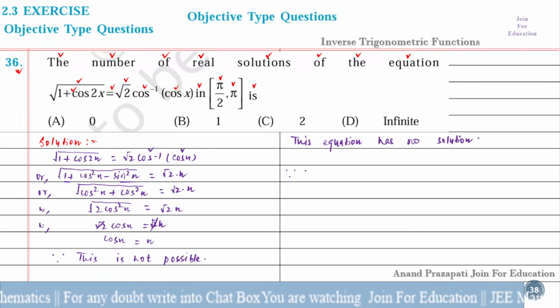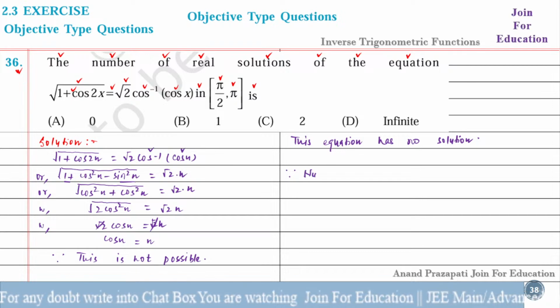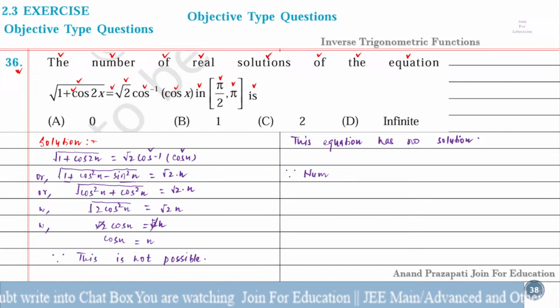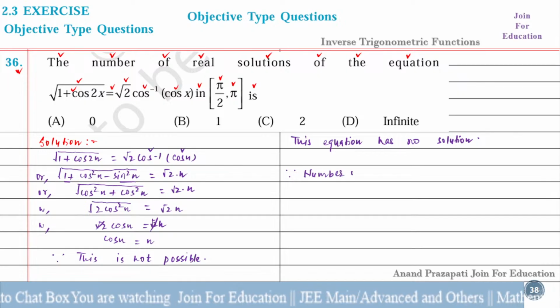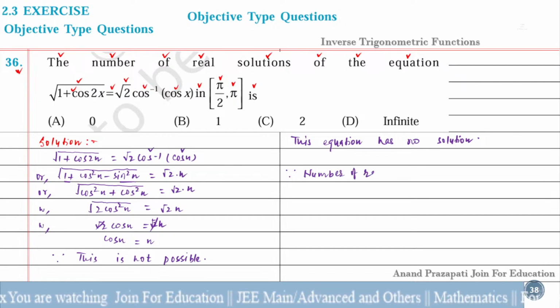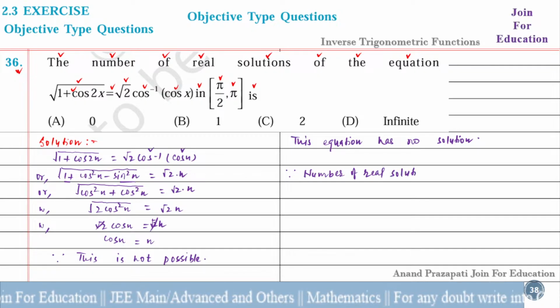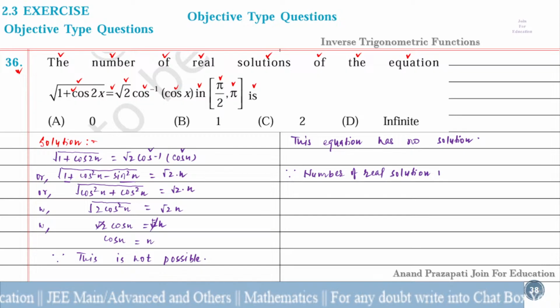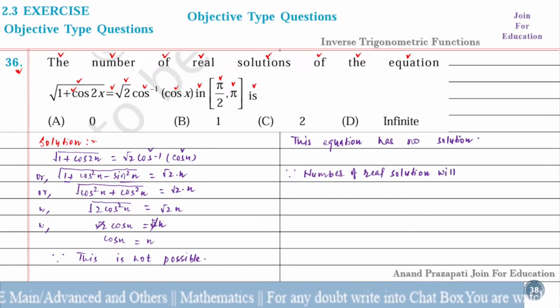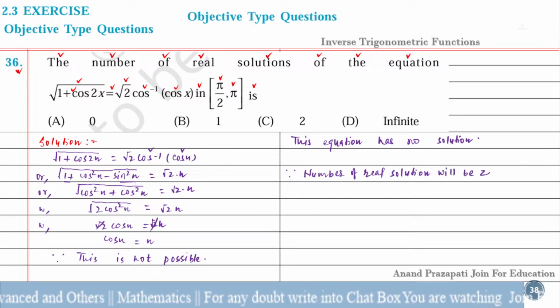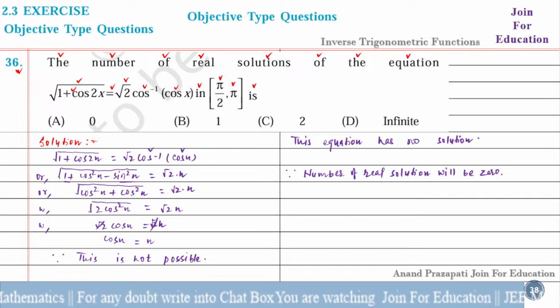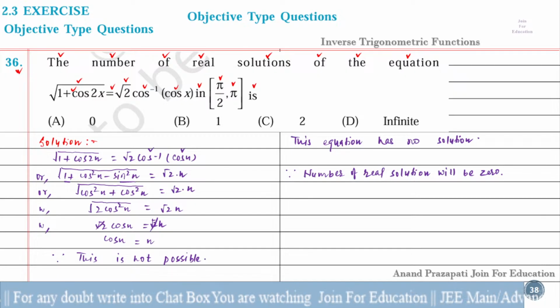Therefore, the number of real solutions will be 0, and 0 is in option A. So the correct option of this question will be A.